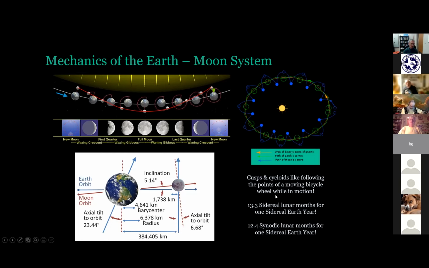So it takes 13.3 sidereal lunar months for one sidereal Earth year, and it takes 12.4 synodic lunar months for one sidereal Earth year. So that means the moon will orbit around the Earth 13.3 times in the same time it takes for the Earth to revolve around the sun. And then for the moon to go from new moon to new moon or from full moon to full moon, it'll do that 12.4 times. And by the time it reaches that 12.4 times, that's the same time it takes for the moon to go with the Earth at least once around the sun.